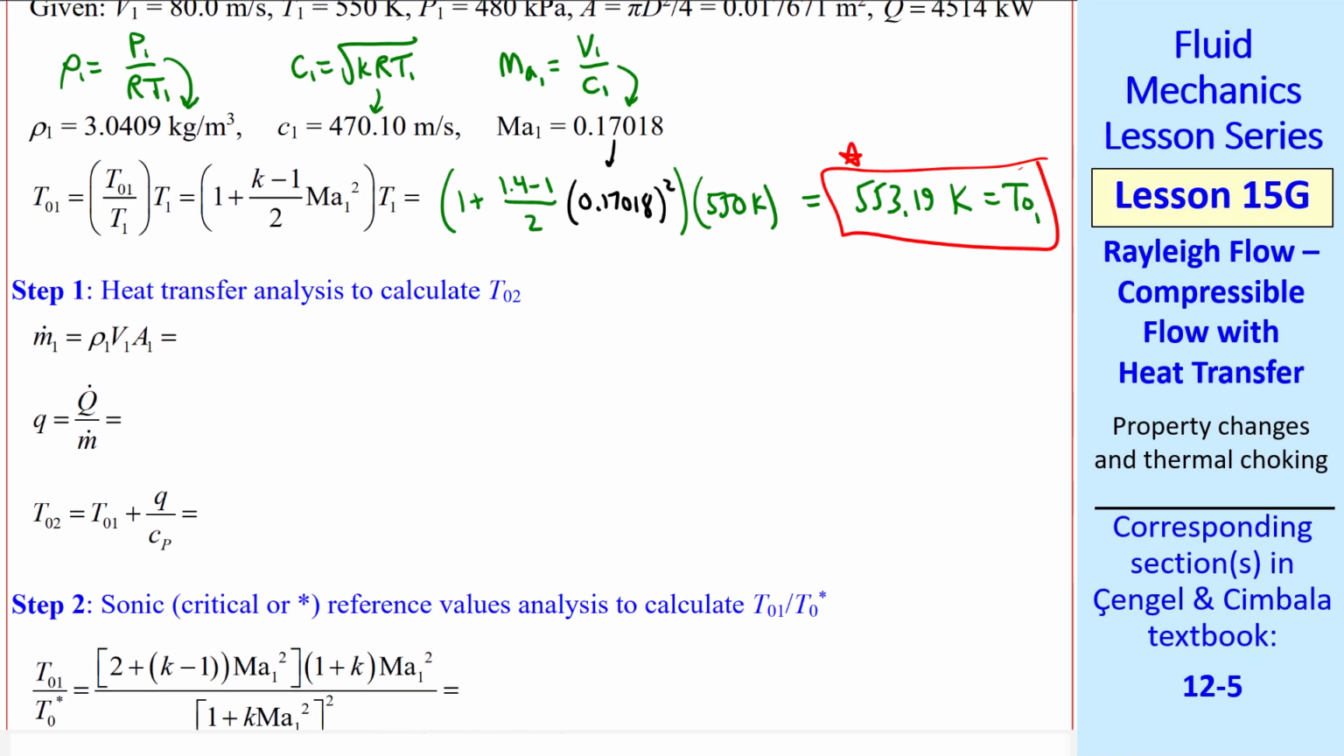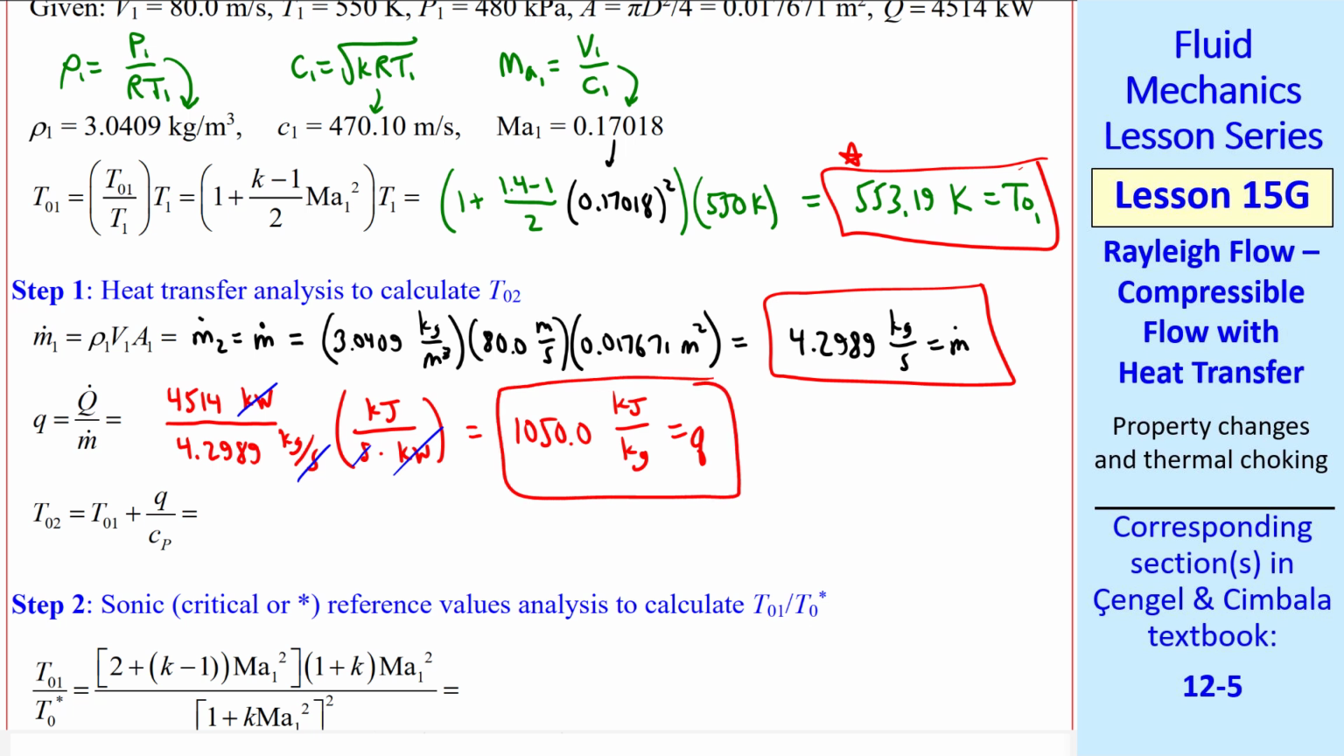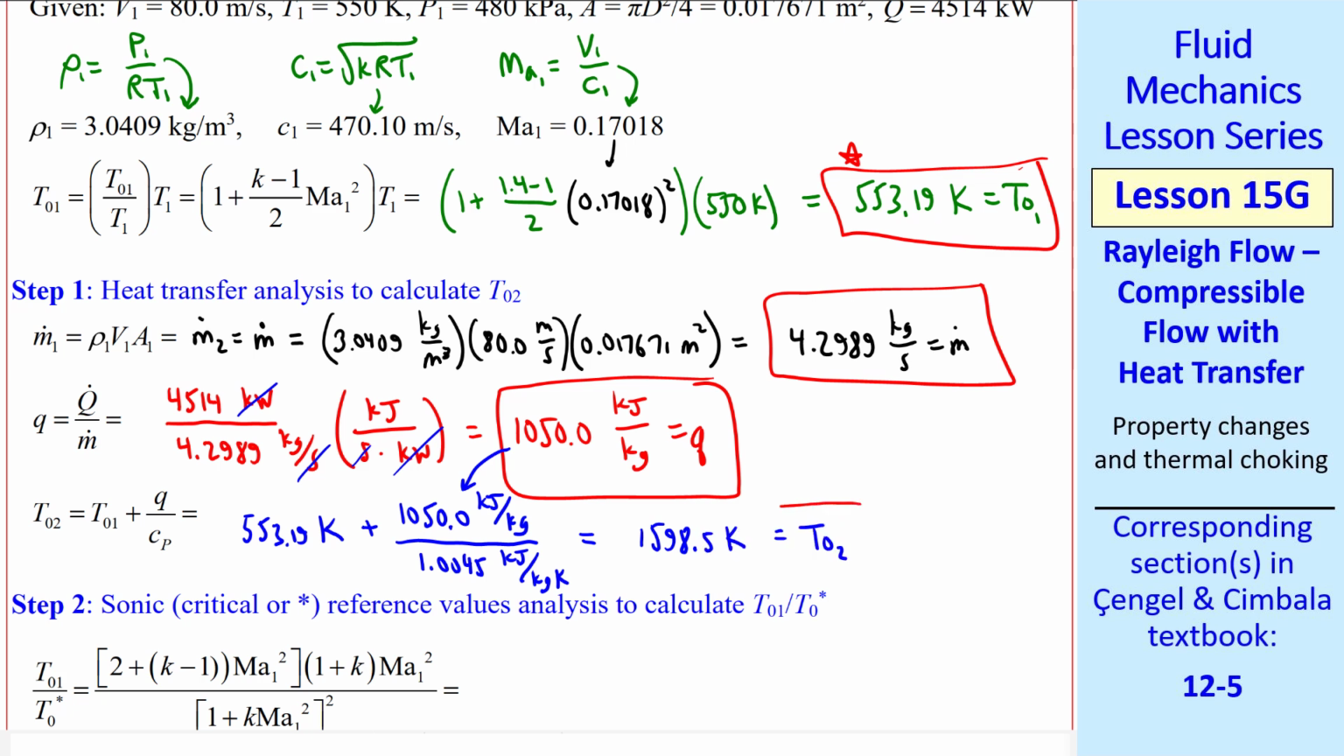Now let's do our step-by-step process. First we calculate m dot 1, which is the same as m dot everywhere. We just calculated rho 1. We know the speed and we know the area, so we get m dot. Little q is Q dot over m dot. Q dot was given and we just calculated m dot. We need a unity conversion factor here. A kilojoule per second is a kilowatt, so the kilowatts and the seconds cancel, leaving us with 1050.0 kilojoule per kilogram as our little q. Finally, T naught 2 is T naught 1, which we have from up here, plus our little q over Cp, and for air we know Cp, and we get 1598.5 Kelvin as our value of T naught 2.